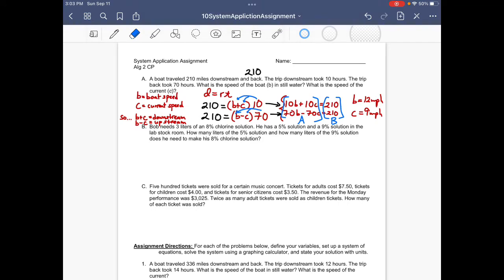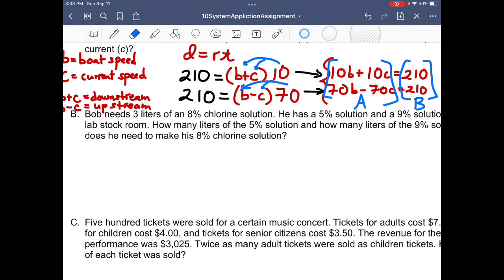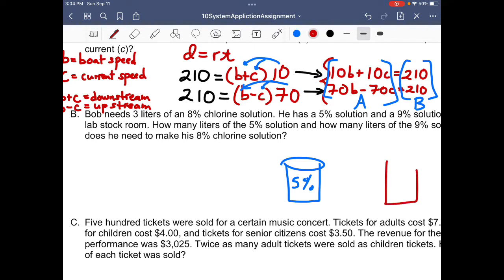All right, we're going to continue now with example B. Looks like we've got kind of a little bit of a chemistry problem dealing with some mixtures and chlorine. Now listen, you don't have to be in chemistry to understand this problem. Really what's going on is we have a 5% chlorine solution. That's just like the strength. And then we have a stronger solution over here, a 9%.